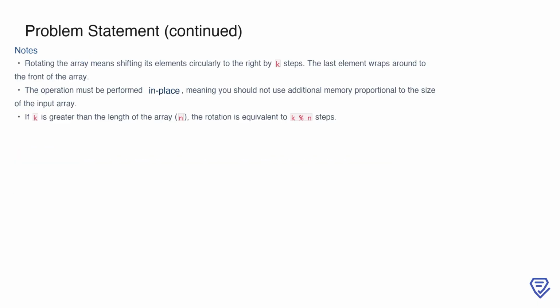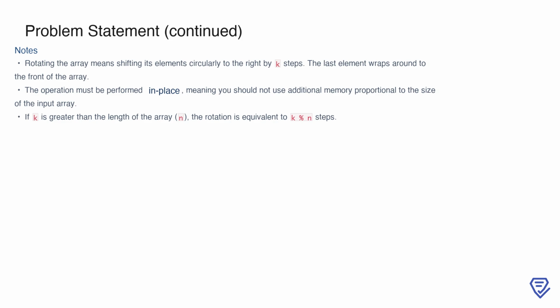To summarize, rotating an array means shifting its elements circularly to the right by k steps. The key detail is that the rotation wraps around, so the last elements of the array reappear at the beginning. The problem also specifies that the operation must be done in place. This means you cannot use additional memory proportional to the size of the input array, like creating a new array to store the result. If k is larger than the length of the array, the effective number of rotations is k%n, where n is the array's length. This insight allows us to handle large values of k efficiently without performing unnecessary rotations. Keeping these points in mind will help us design a solution that is both optimal and adheres to the problem's constraints.